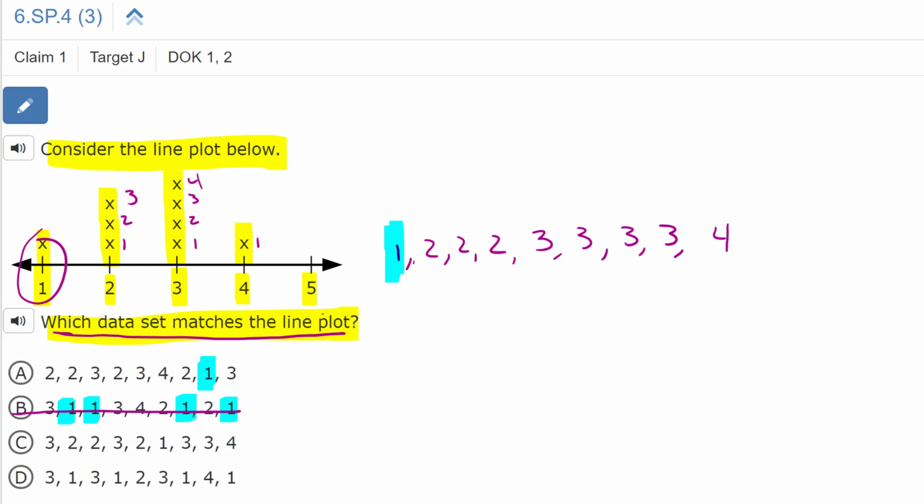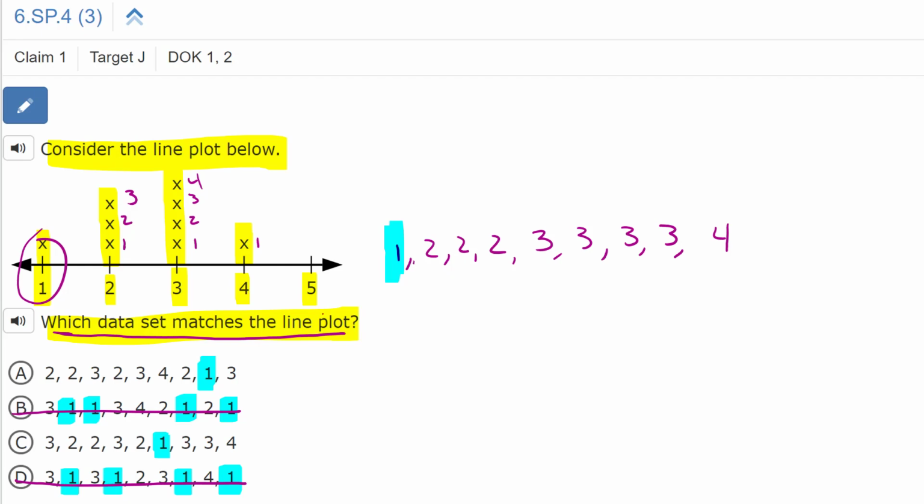Still looking for the data set with only 1 1. For C, there's the 1 1. And then D has 4 1s, so I know that that's not going to work. Process of elimination, B and D do not work right now because they have too many 1s. We're looking for only 1 1.